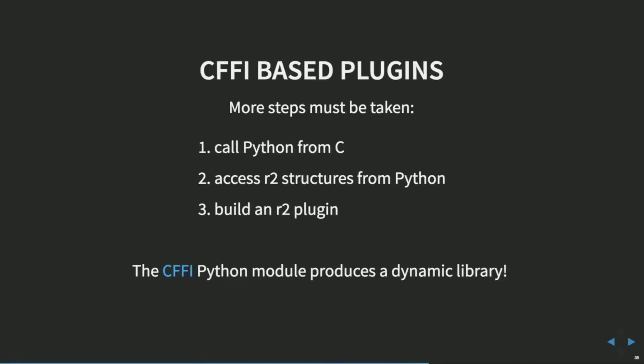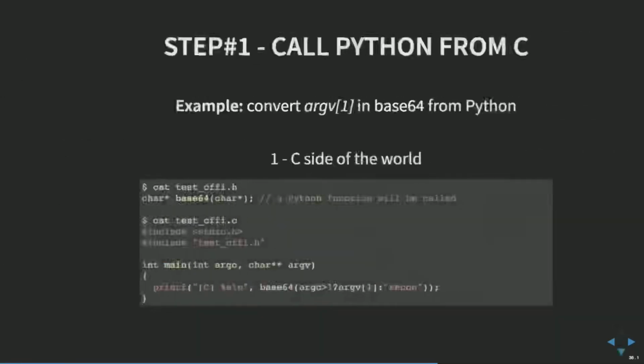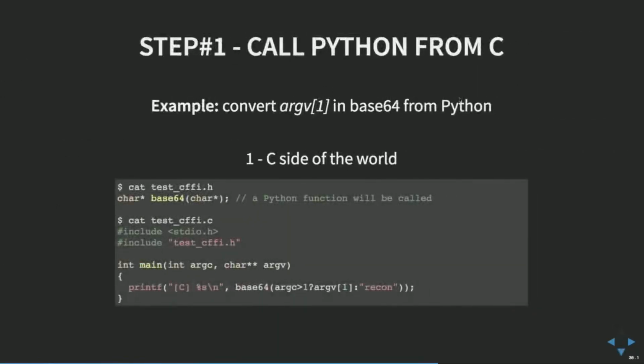So in order to call Python from C, the best solution is to use the CFFI Python module, because at the end, it will take your Python script and put it in a dynamic library along with the Python interpreter. So what I want to show you next is how you can do that. Again, a silly example: what I want to do is to call base64 from Python.